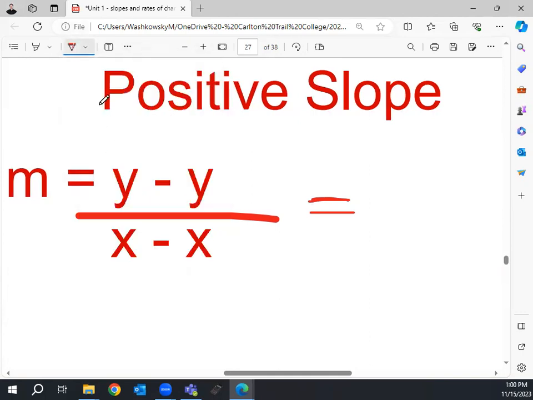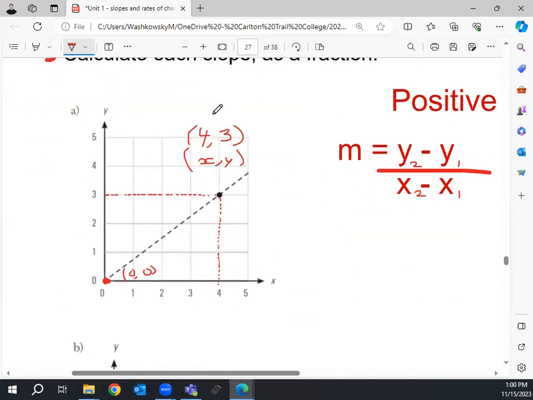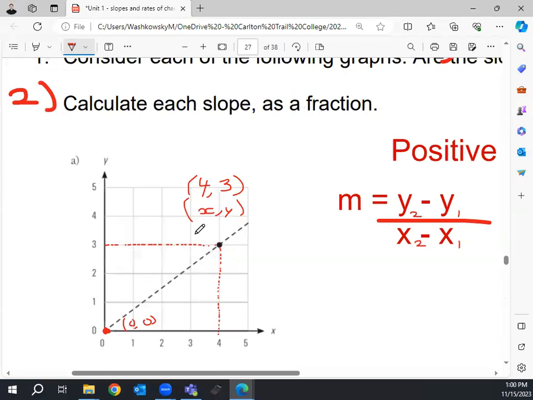We have these y2s and y1s and these x2s and x1s. What the heck are those? Well, this refers to where it is on the point. On our graph, we have 2 x's and 2 y's. So as we read a graph, how do we read it? Just like a book, left to right. We read it from left to right.